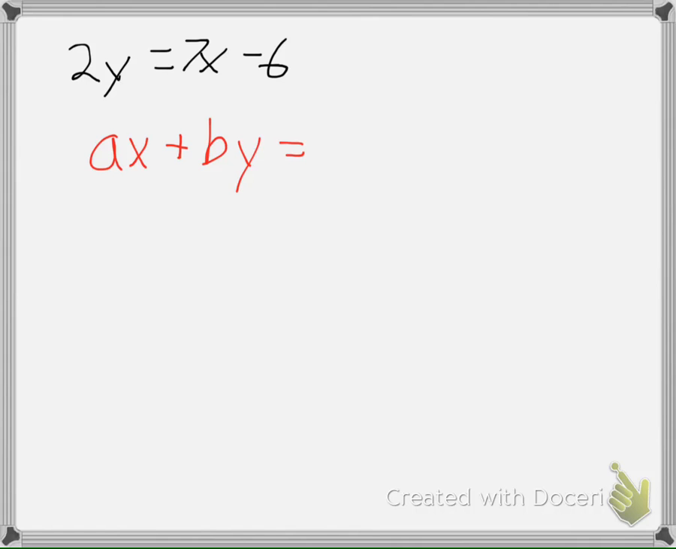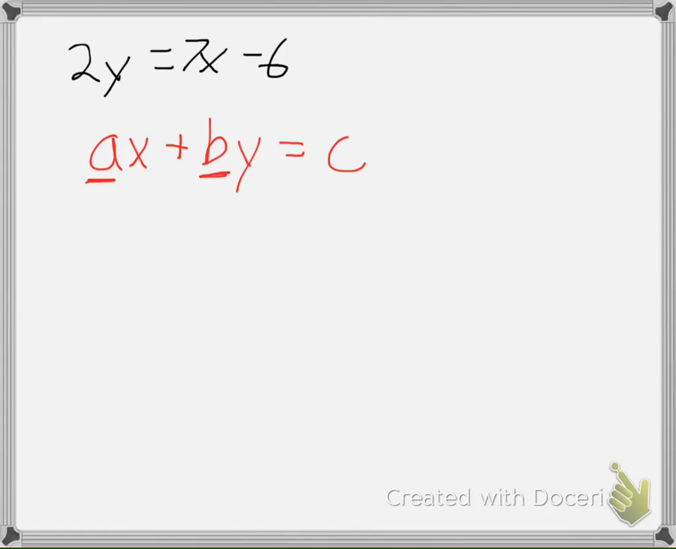So the first one we have is 2y equals 7x minus 6. Now, standard form looks like ax plus by equals c, where a is just a number. Specifically, though, a has to be a positive number. Your x term should be positive.